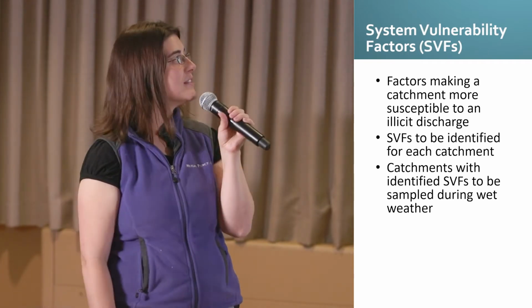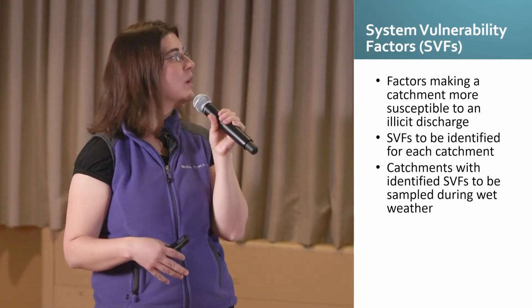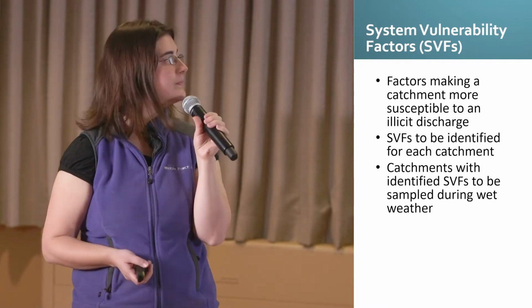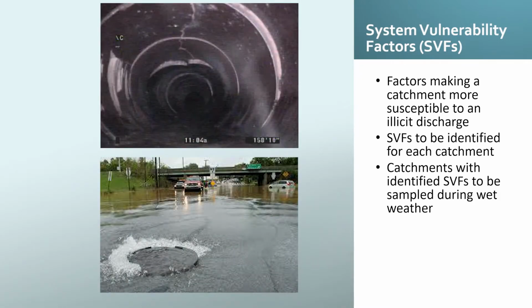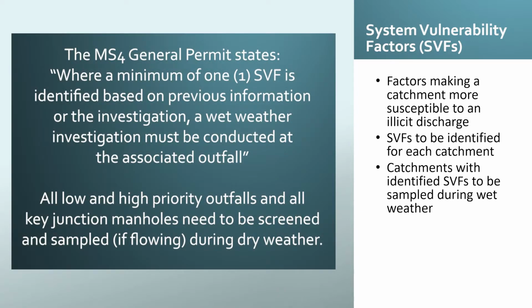So I mentioned this thing called a system vulnerability factor, and they are factors that make a catchment more susceptible to an illicit discharge, and they need to be identified for each catchment. And so catchments that have at least one system vulnerability factor or more have to be screened and sampled for wet weather flows. The MS4 general permit states, where a minimum of one SVF is identified based on previous information or the investigation, a wet weather investigation must be conducted at the associated outfall.